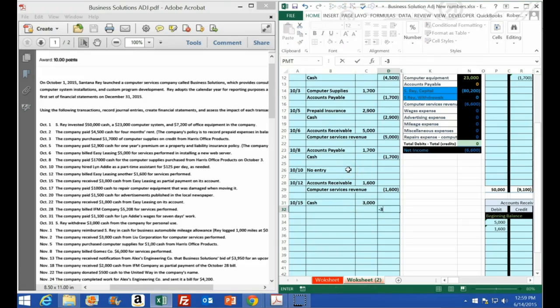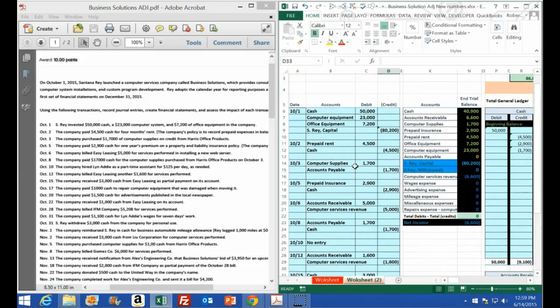That means we're going to have to credit something $3,000. Why did people pay us? We did do work, so you would think maybe revenue, but we did the work in the past. We already recorded the revenue when we did the work. That's when we record revenue under the revenue recognition principle. Therefore, we're going to reduce the amount that they owe us.